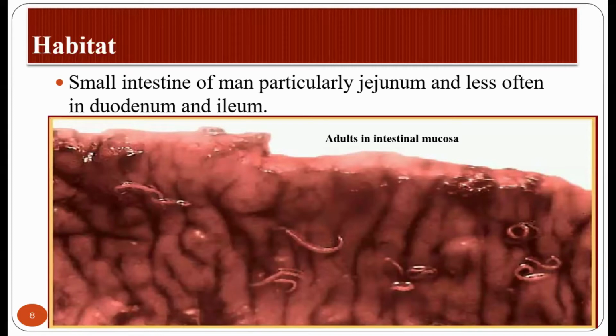It was called old world hookworm, while Necator americanus was discovered in the 19th century. That's why it is called new world hookworm.